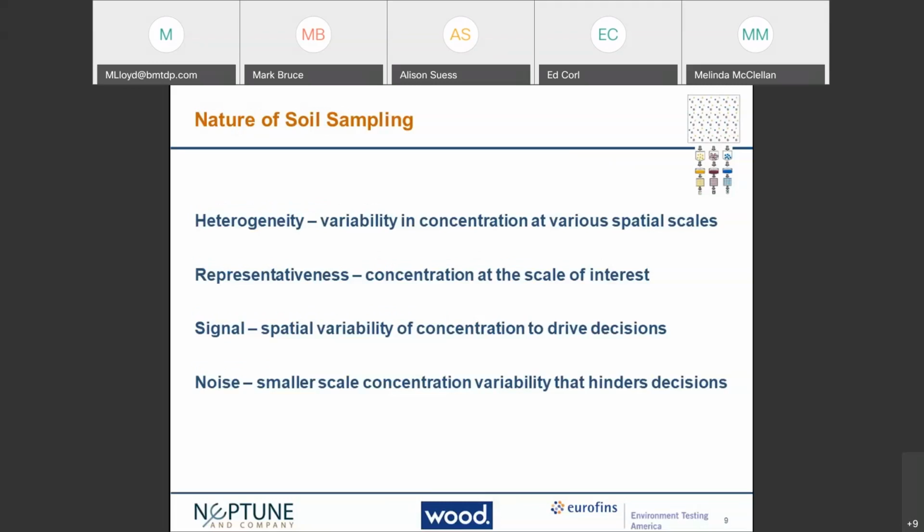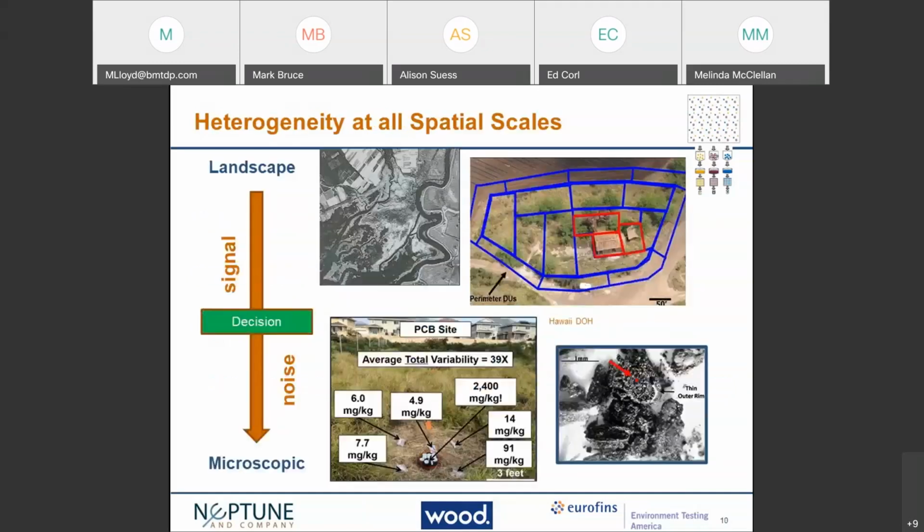Representativeness is the concentration at the scale of interest. The signal is the spatial variability of that concentration that we're going to use to drive our environmental decisions. And noise is smaller scale variability that could potentially hinder those decisions by adding variability that gets in the way. So let's take a look at this slide here.